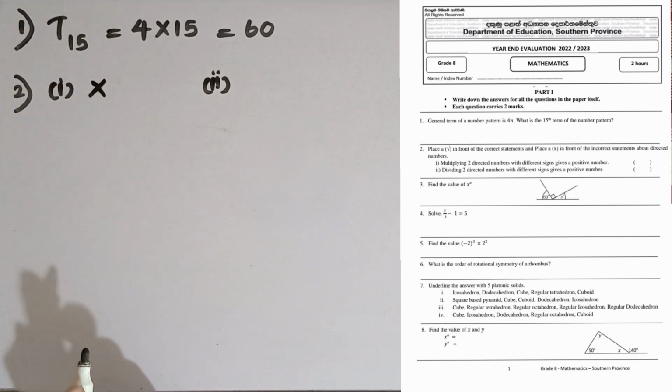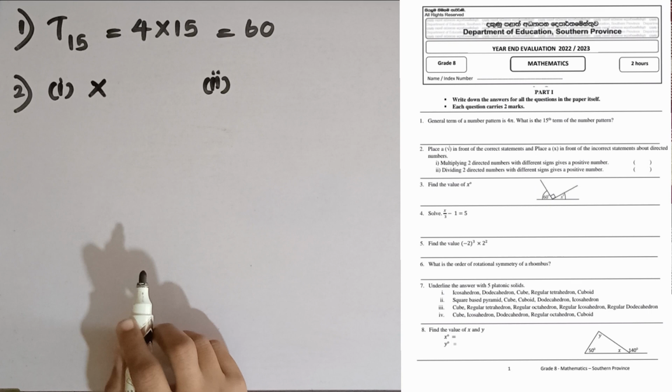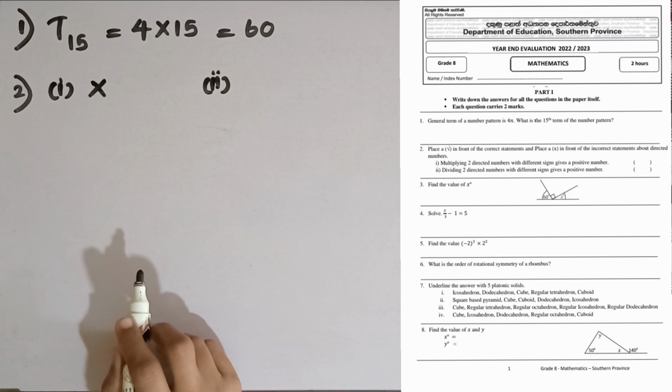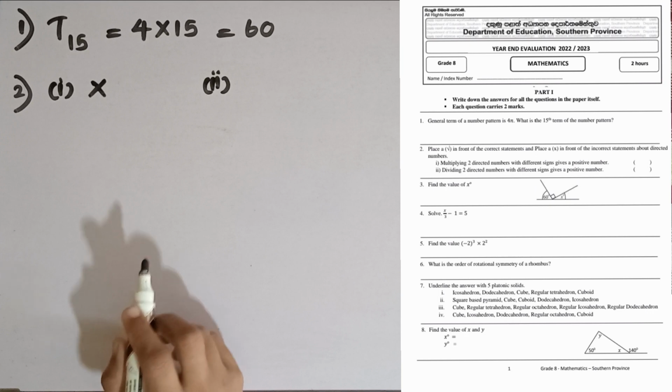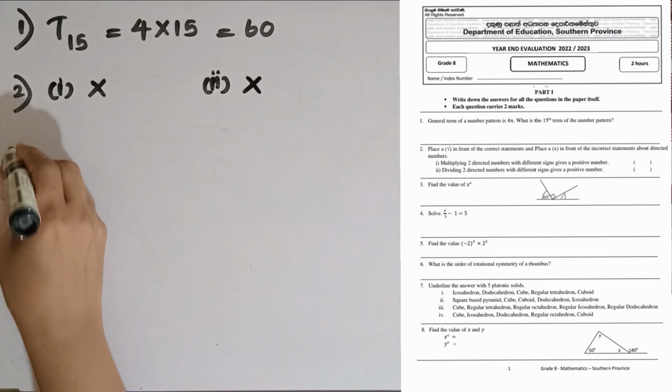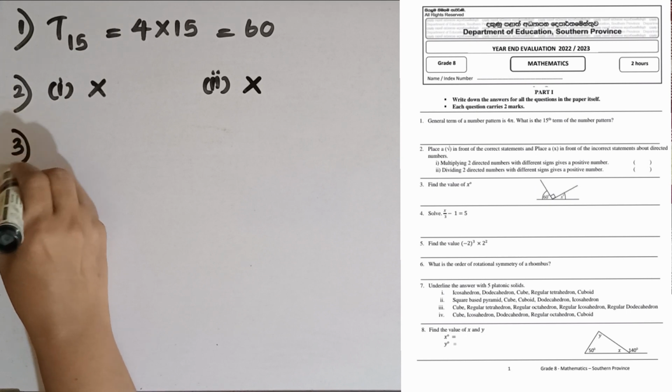Then second one, dividing two directed numbers with different signs gives a positive number. That is also incorrect. We get a negative number as the answer. Wrong.